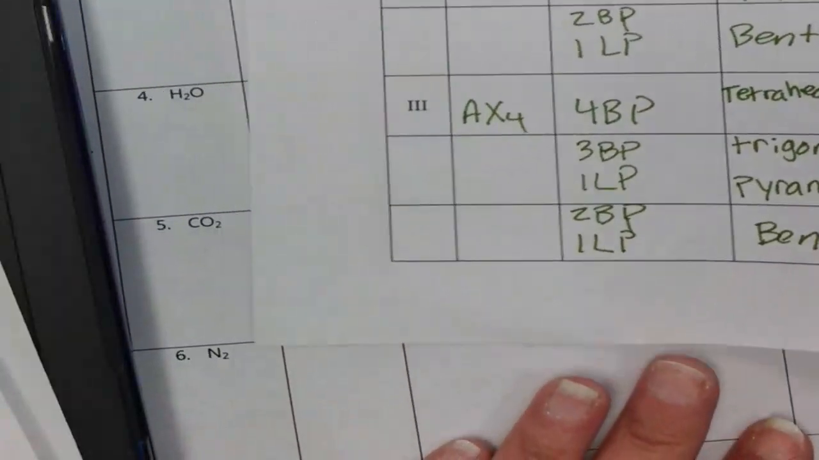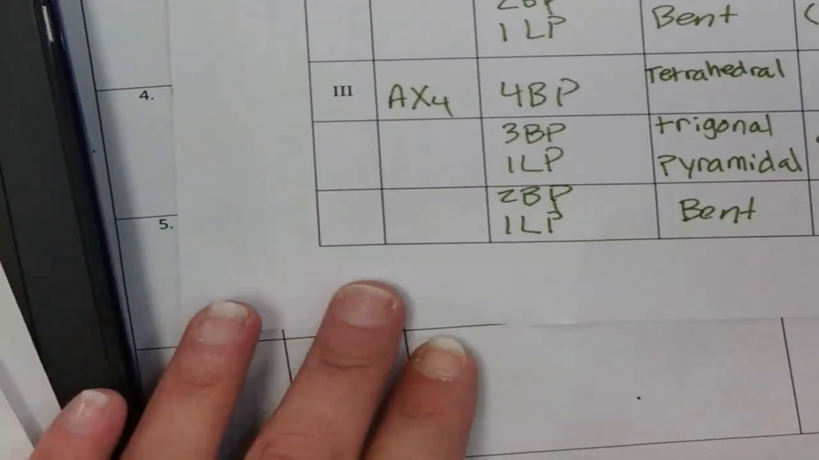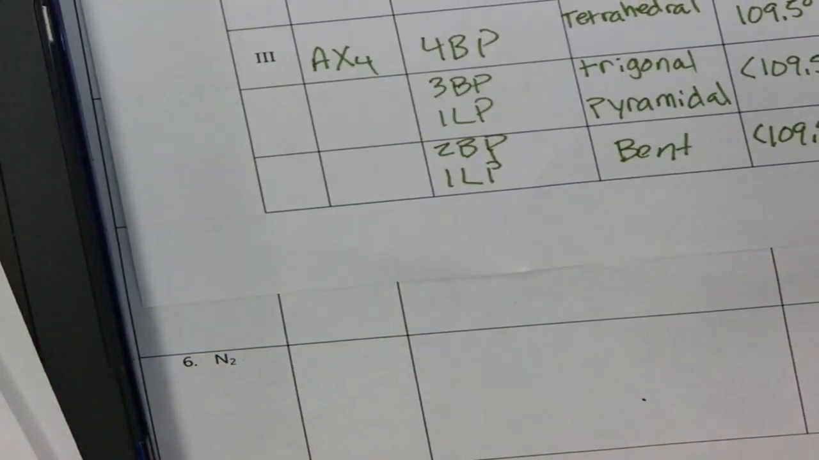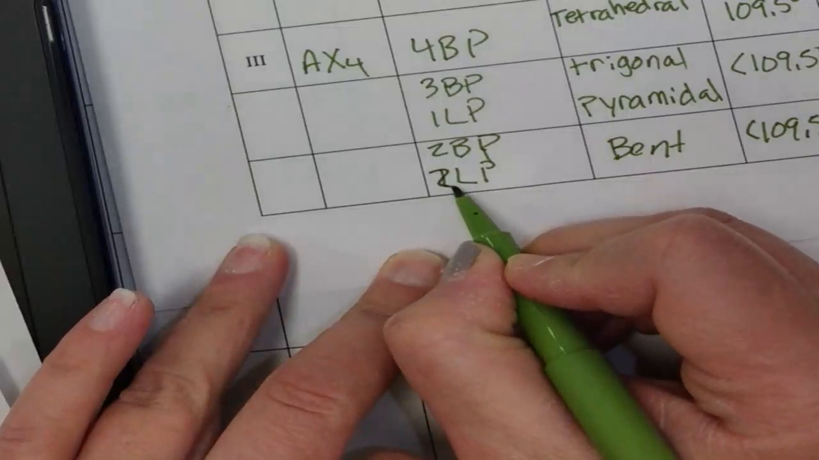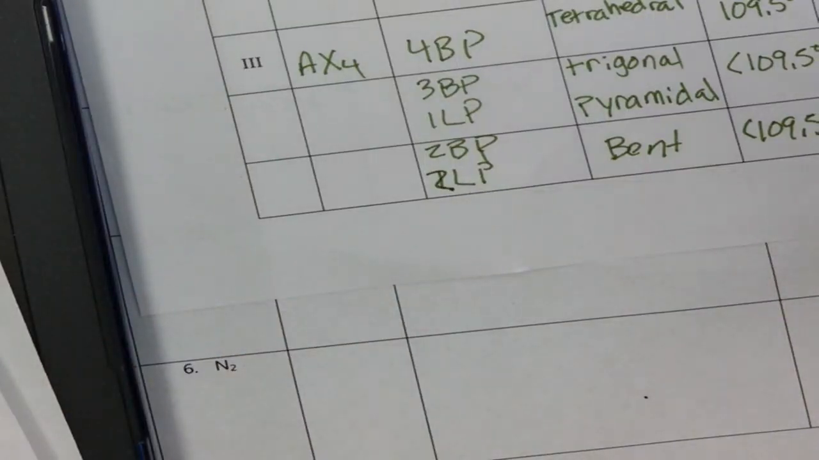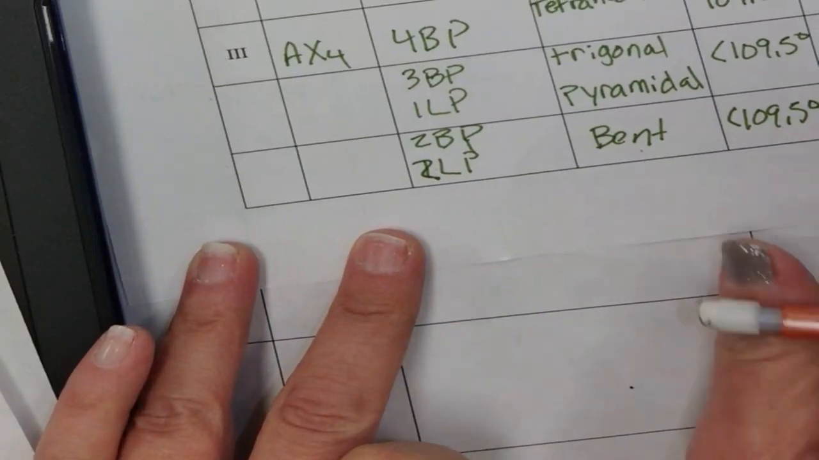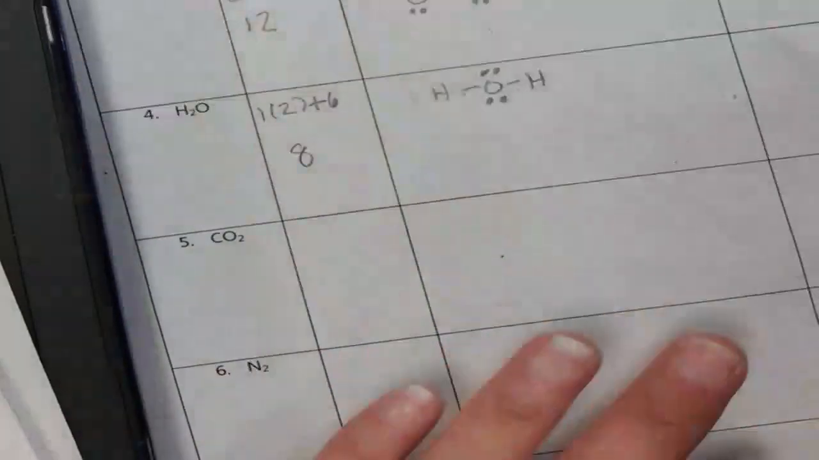So 2 bonding pairs and 2 lone pairs. Oh my gosh, I've got a typo here. That should say 2 lone pairs. So two bonding pairs and two lone pairs has a shape that is bent.